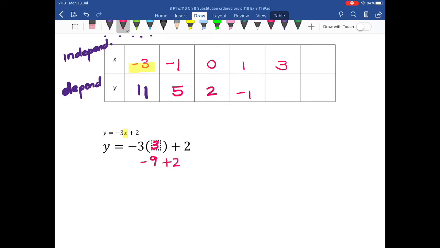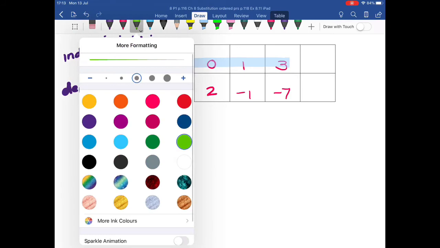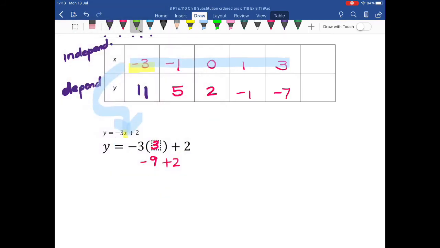-9 plus 2 will give me -7. So that is how we fill that in. But now, you also need to know how to work backwards. So, for example, they asked you to take these values, substitute into this formula, and get the y values. Now, what happens if I have a -28 here? Can you see these numbers are decreasing? So that's one way to check that you're on the right track.